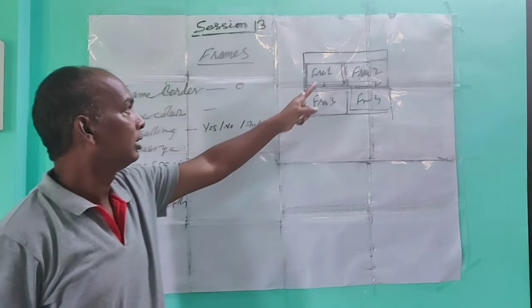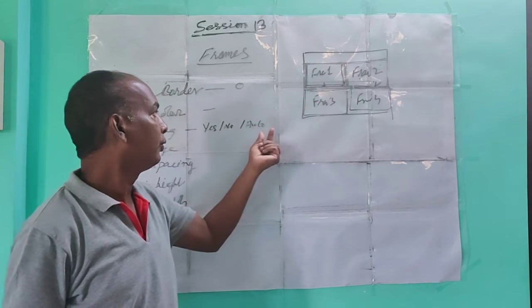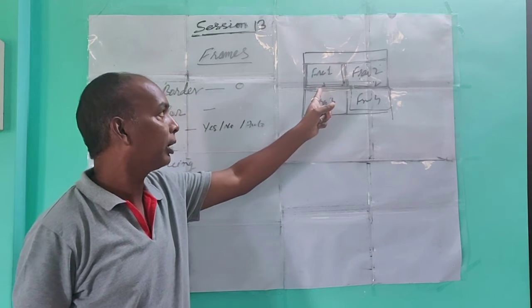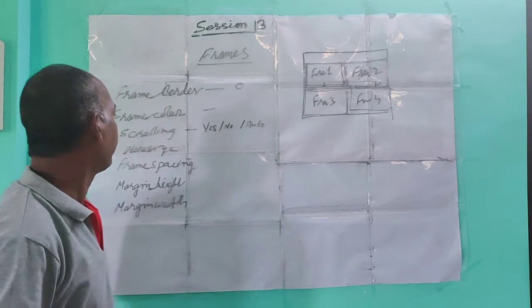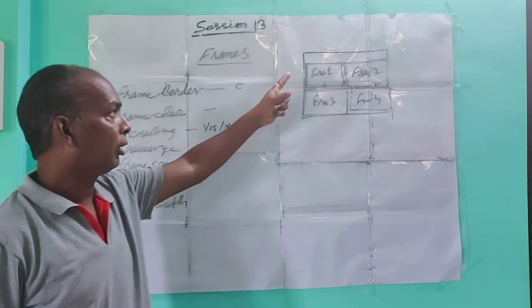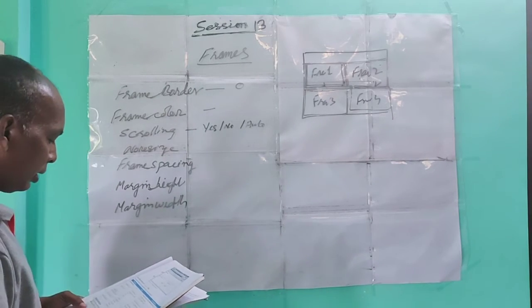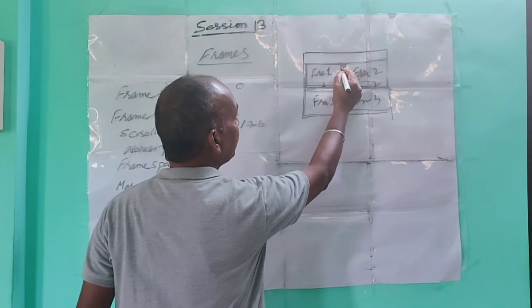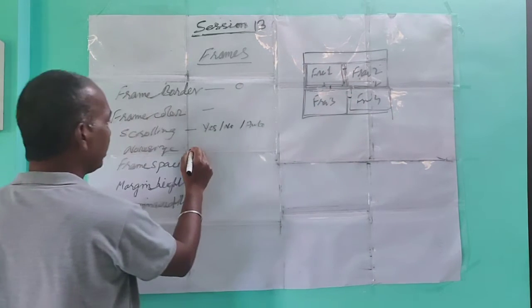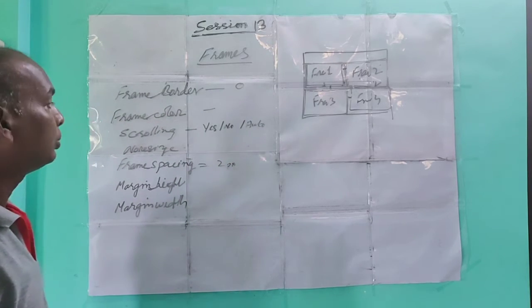If you give the value yes, then you will get the scroll bar. If you give no, then you will not get the scroll bar. If you give auto, then if the frame is big, the scroll bar will automatically appear; if not required, the scroll bar will not appear. Then noresize. If you use noresize, then you cannot increase or decrease the size of the frame. After that, framespacing. How much space do you need between two frames? Here we can use the value 2px, 3px, 4px, however much space you need.